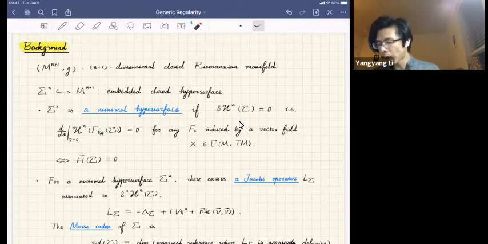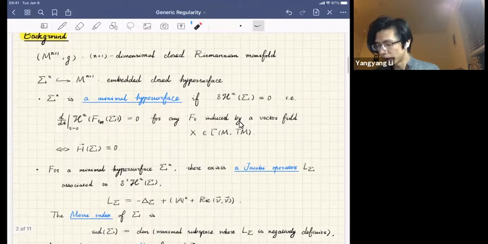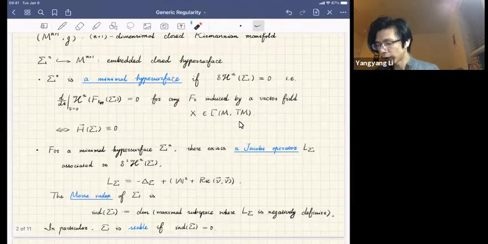Then for a minimal hypersurface sigma, we can consider a so-called Jacobi operator L_sigma, which is associated to the second variation. Its explicit formula could be written as the following, which is the minus Laplacian plus some terms related to the second fundamental form and also the Ricci part. And the vector nu here is the unit normal along sigma.